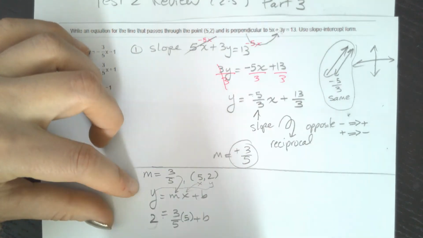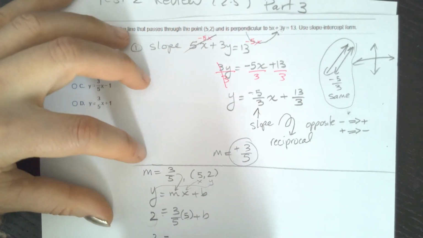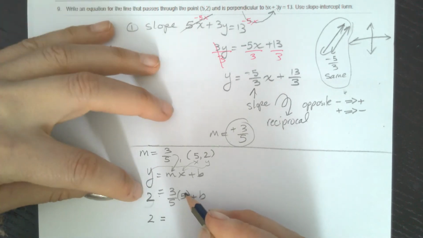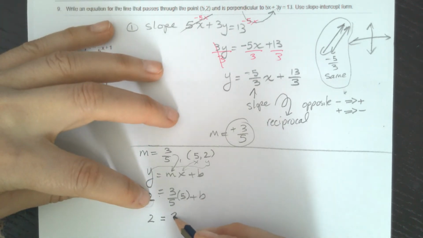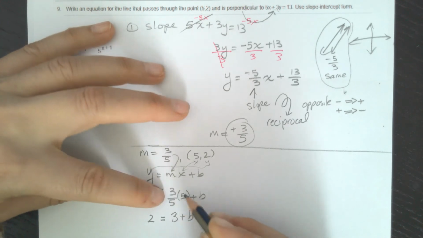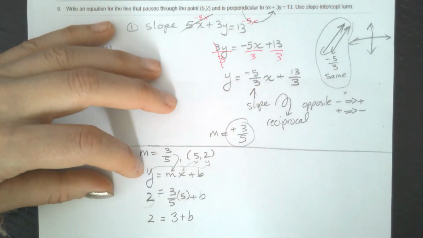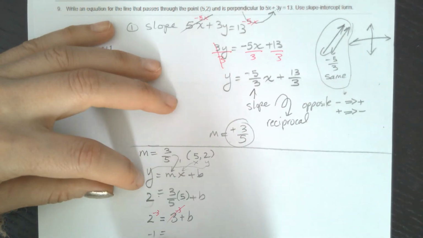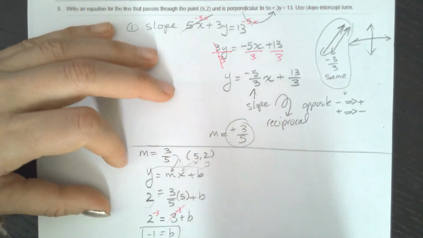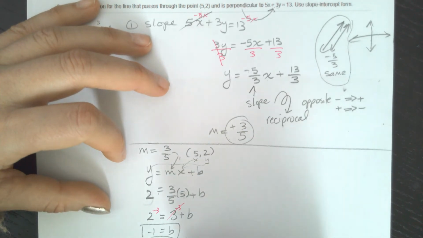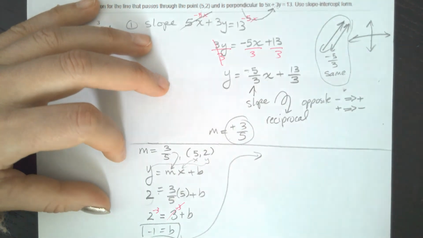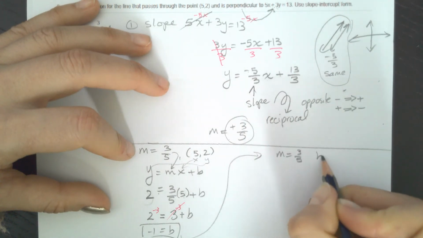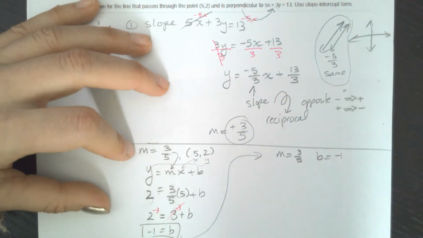So let's solve that. 2 equals, well, 5 divided by 5 is 1, so we really have 3 left. Or you can use your calculator to do that. Solve for b. So now I know b equals -1. Okay, so now I know my slope equals 3/5. My b, which is my y-intercept, equals -1.